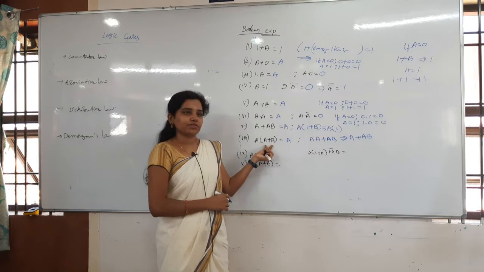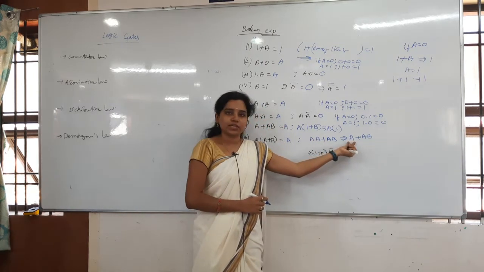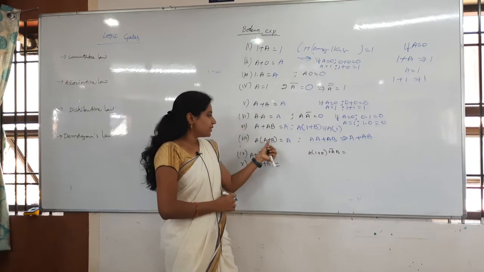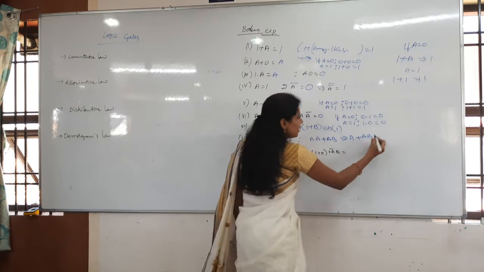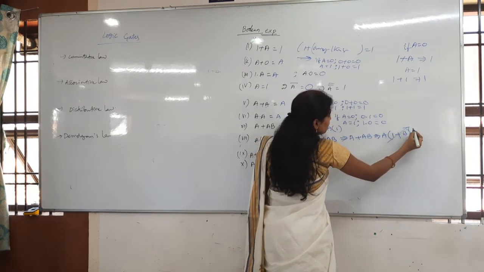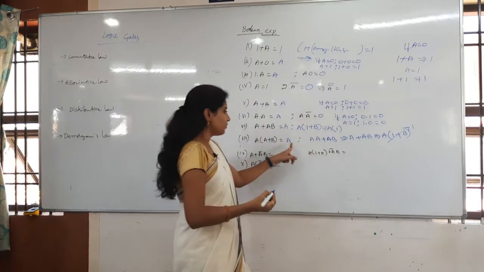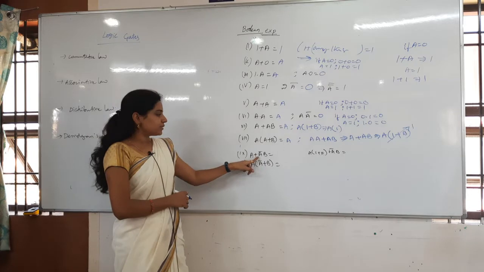I send A inside first. A into A becomes how much? A. So that only I have taken this as A. And then plus, I send the A inside, so we got A into B. Then again I have taken the A common, 1 plus B. And 1 plus anything is how much? 1 only. So my final answer is how much? A only. Clear?